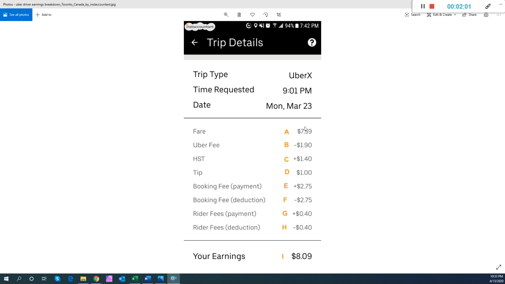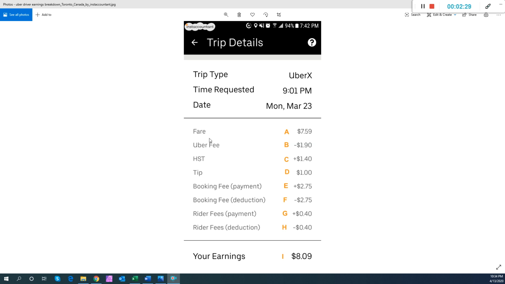So let's briefly discuss these amounts, and if you want to go into the detail of what these amounts mean and what is fair and all that, I have another video. I think it's called Understanding Uber Tax Summary, in which I've discussed these things in detail. But I'm just going to talk about these briefly.